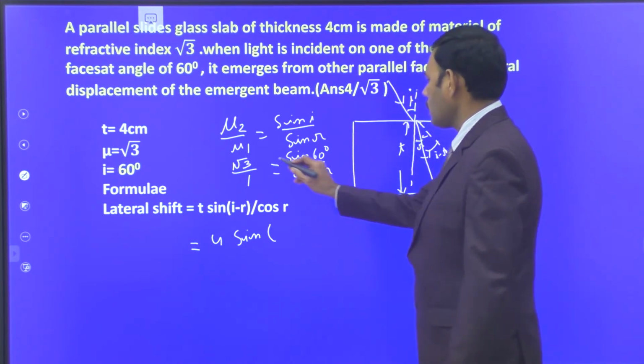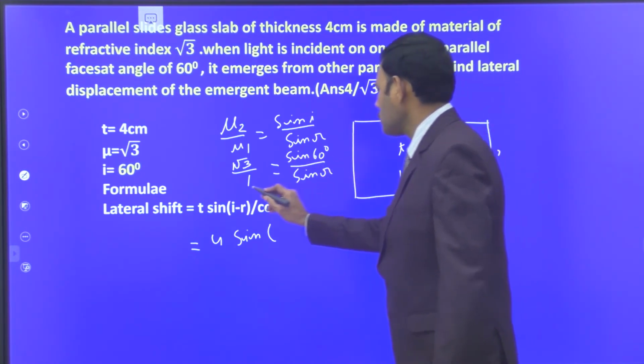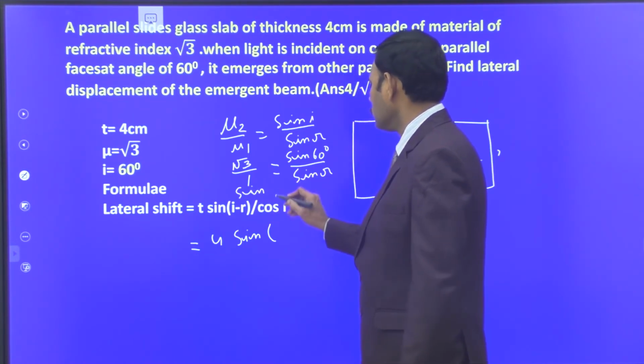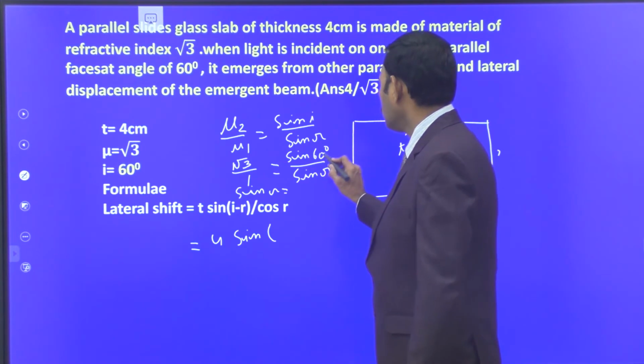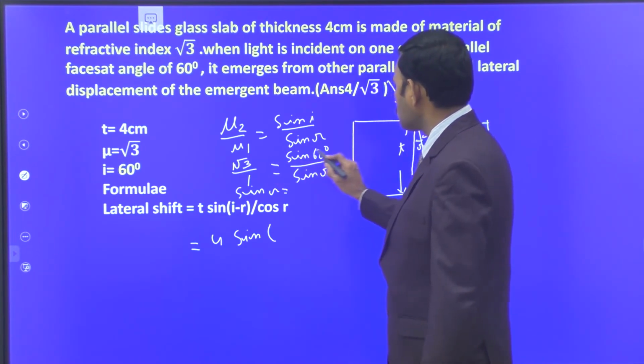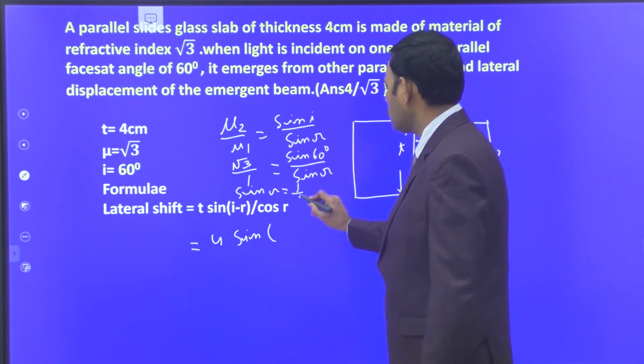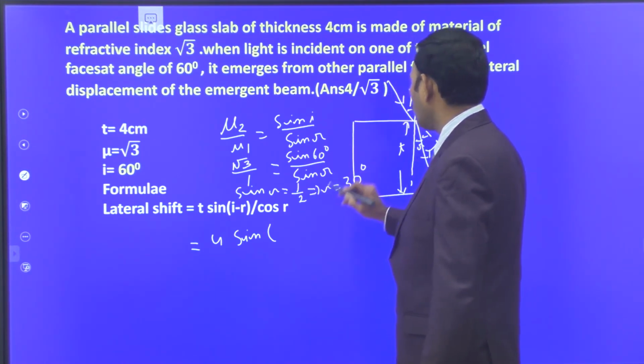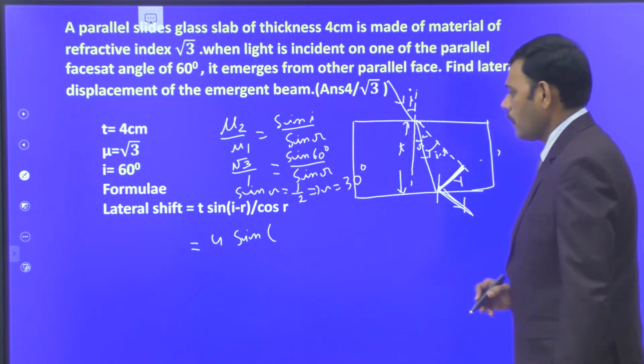Okay, on cross multiplying, sin r is equal to sin 60 by root 3, that is root 3 by 2 divided by root 3. So sin r is equal to 1 by 2. This implies r is equal to 30 degrees. We get the angle of refraction as 30 degrees.